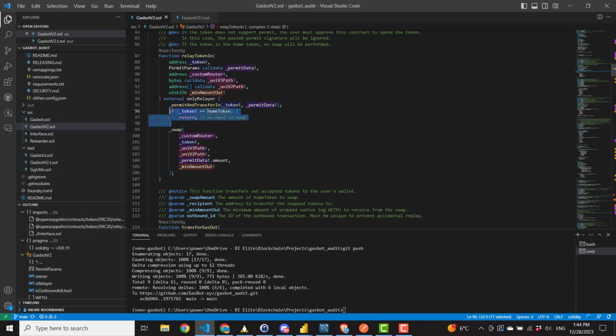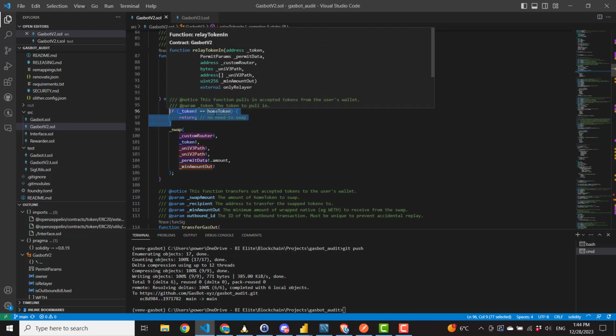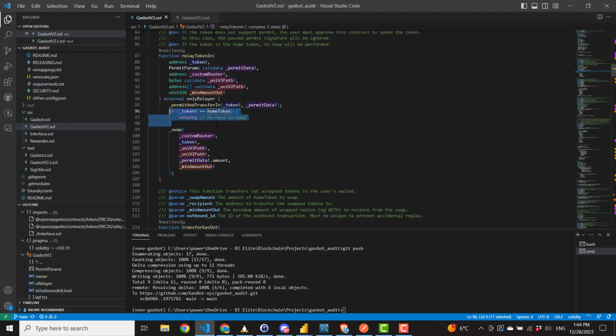If the token that they're relaying in is the home token of the contract, we don't need to swap to the home token, so we just return from there. But if it's a different token, for example, Polygon's home token is USDC-E. If we had relayed in USDT on Polygon, we need to swap from USDT to USDC-E. And then we pass in all the important information for the path and the custom router.